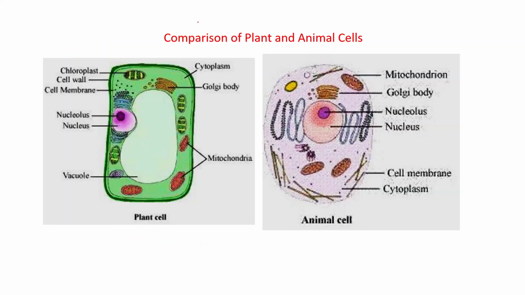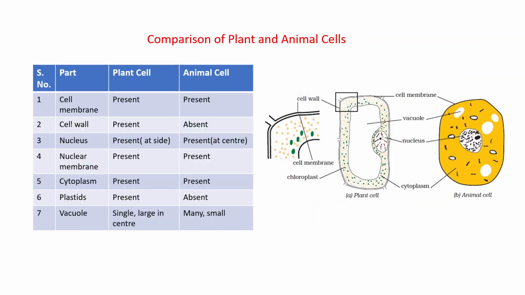Now, just after discussing parts of the cell, you must be able to compare the plant cell and animal cell. This is the diagram you can see. In case of plant cell, their outer covering is cell wall, while in animal cell there is no cell wall. In this, nucleus is at the side, while in this animal cell, nucleus is at the center. And this is a big vacuole in plant cell, while in animal cell, small vacuoles are there. These are some differences. You can also see more differences.